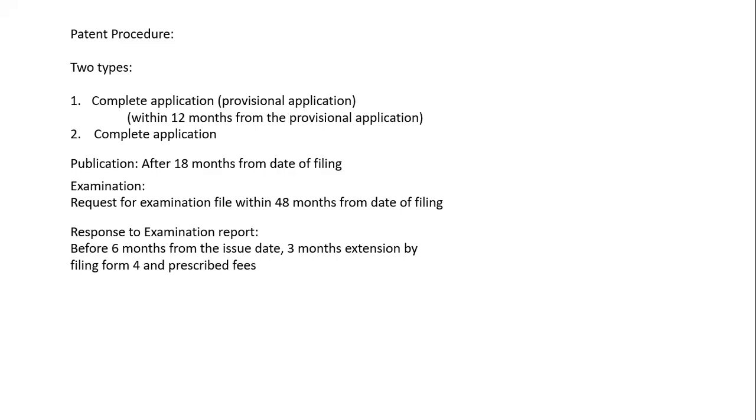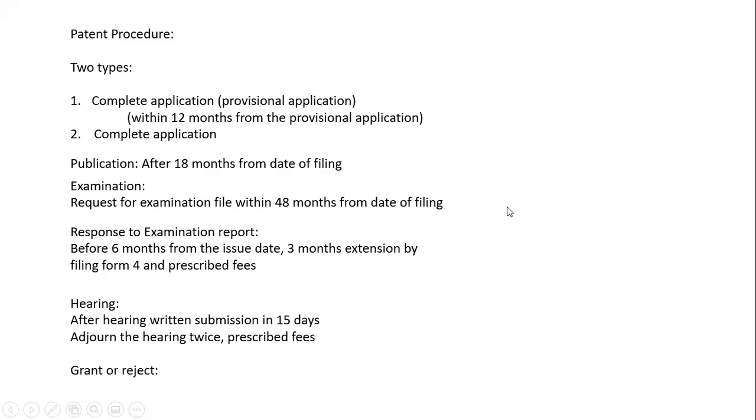This is followed by a response to the examination report. After a FER is issued, we have to answer that FER within 6 months. If we require more time for the answer, we can extend this time limit by 3 months by filing Form 4 and the prescribed fees in Schedule 1. After the examination report, if the controller thinks that all the objections are satisfied, then they directly grant your application, or else they issue a hearing notice.